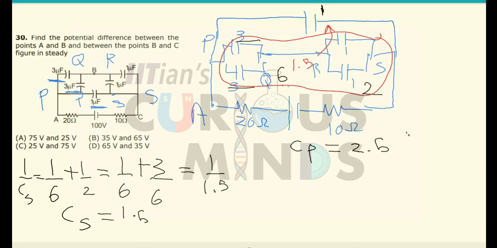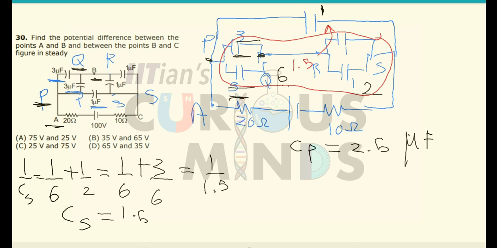So they have asked what is the potential difference between point A and B, and what is the potential difference between point B and C. Now where is point B? The point B is itself the point Q, and point A is itself the point P. So they have asked the voltage between these 2 points. So basically they have asked the voltage across the 3 and 3 microfarad capacitors.